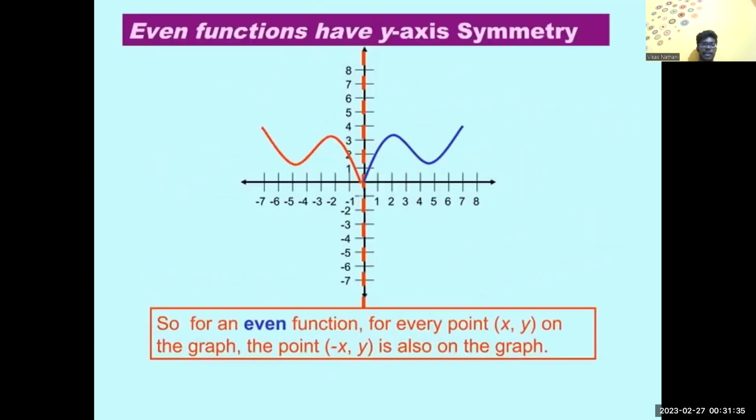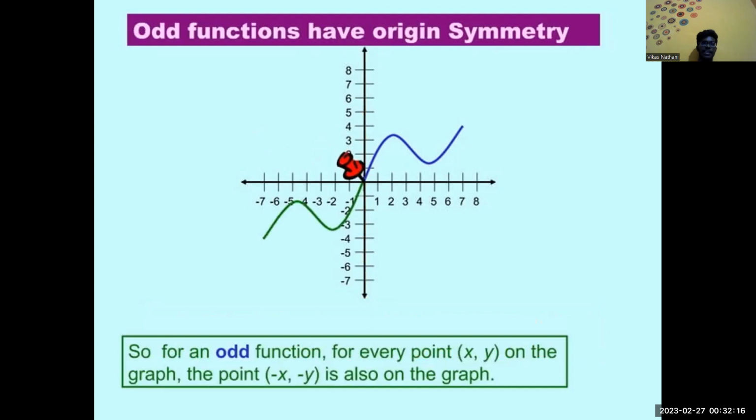Even functions have y-axis symmetry. When we plot a graph on the x and y axes, which contain four quadrants, for an even function, for every point (x, y) on the graph, the point (-x, y) is also on the graph. Let's take an example, the point (1, 2) and (-1, 2) are also symmetric about the y-axis. That's called an even function.